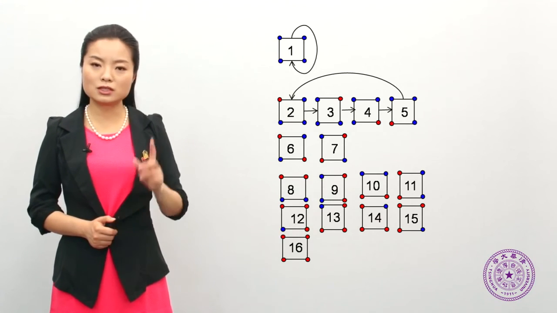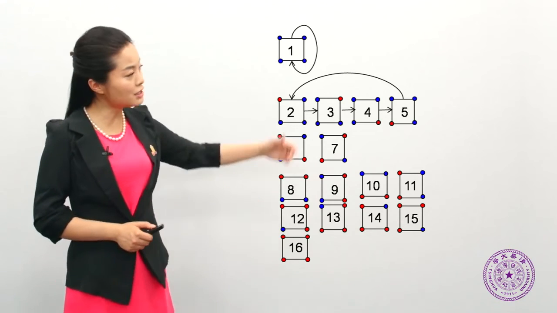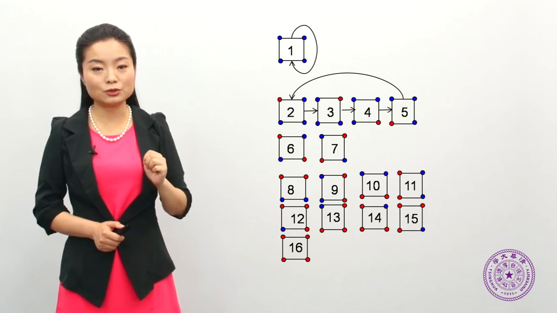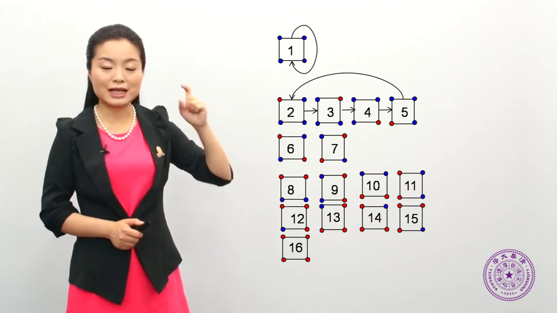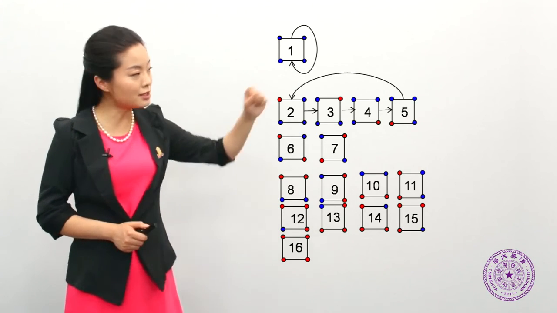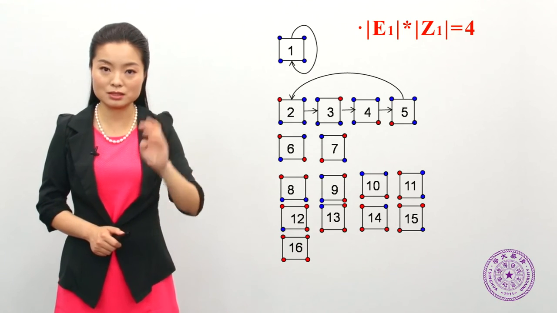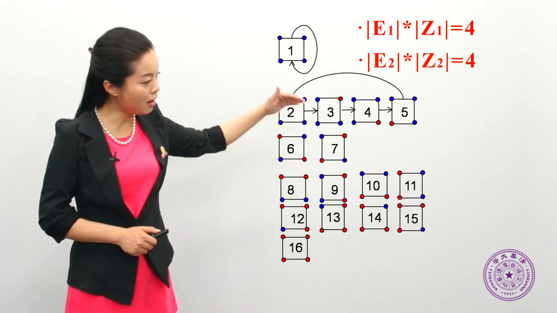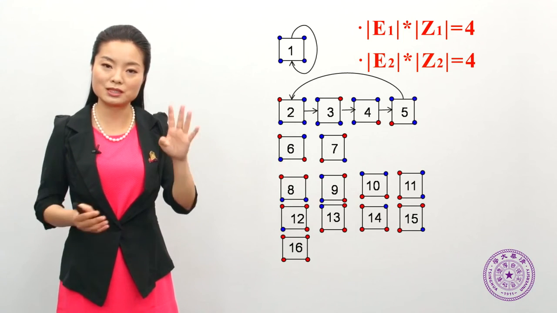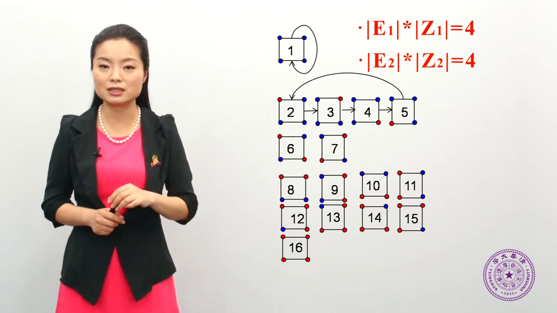At the same time, we will realize there is an amazing part. How many permutations are there? In total, there are 4. Corresponding to 1, its equivalence class contains only 1 element, so the size of E1 is equal to 1. How about the stabilizer? How many elements are there in Z1? Exactly 4. Corresponding to 2, 3, 4, 5, they are over the same track. There is a total of 4 elements, which means the size of E2 is 4.